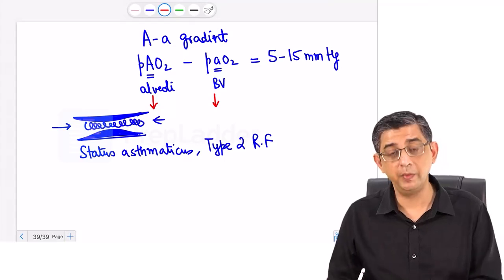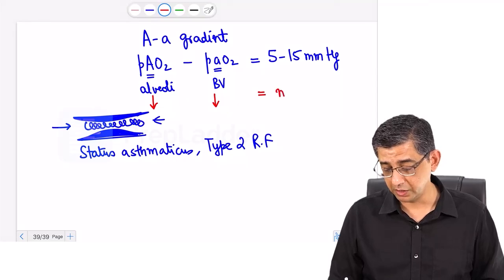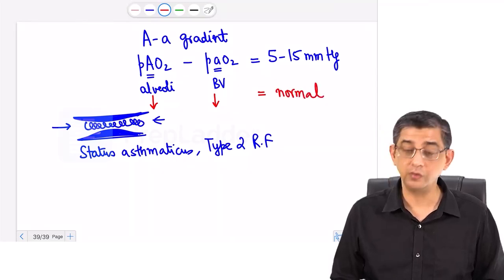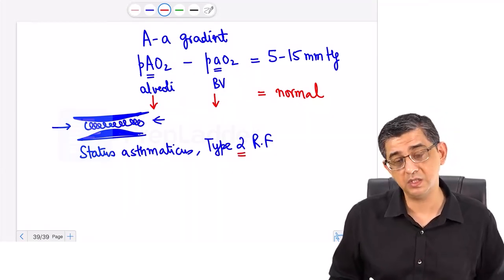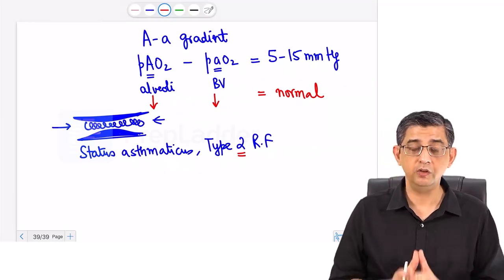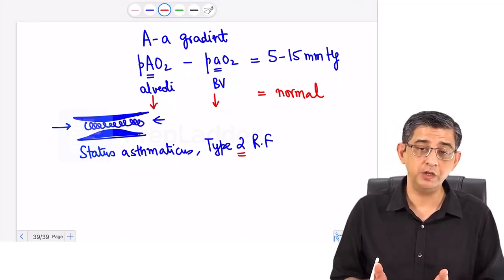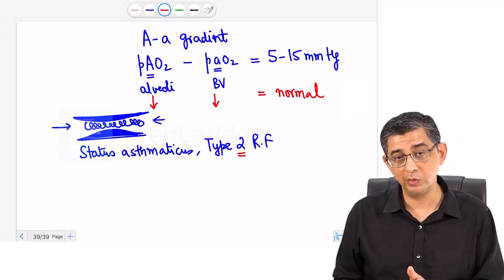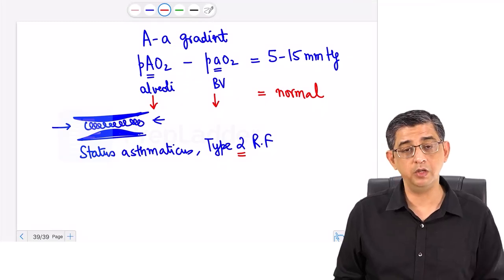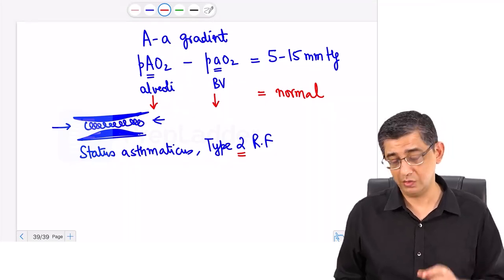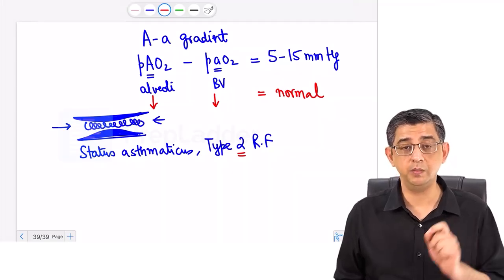If both these mathematically reduce by the same amount, then the gradient will not change and will remain normal. I just wanted you to be aware that in type 2 respiratory failure, such as status asthmaticus, the alveolar arterial gradient can be normal also. Why normal? Because mathematically speaking, if the capital A value is reduced and the small a value is also reduced by the same magnitude, then ultimately there would be no change. So that's the main message I wanted you to remember: in type 2 respiratory failure, the gradient can be normal.